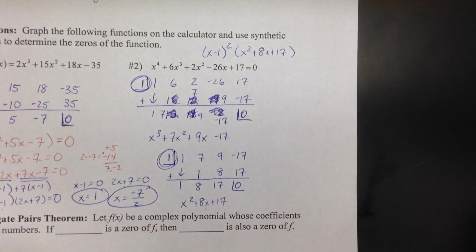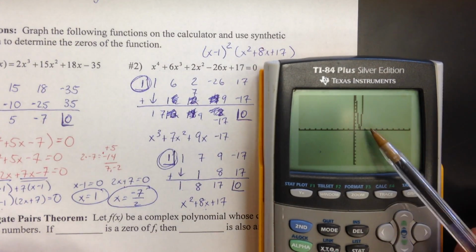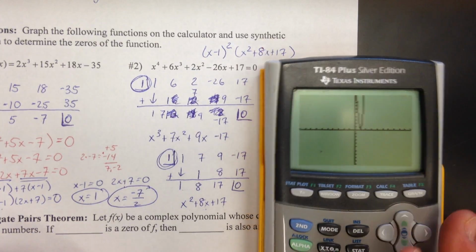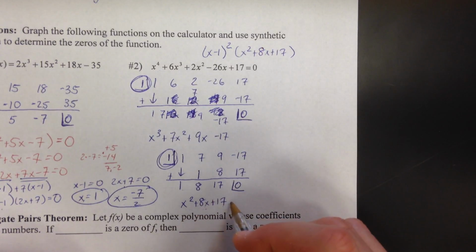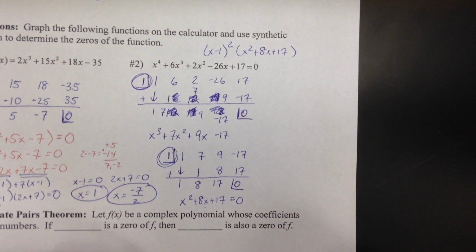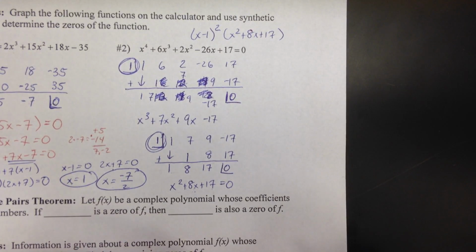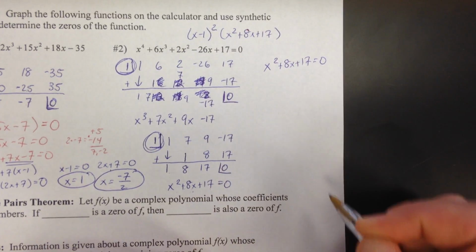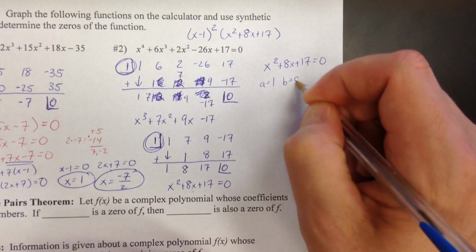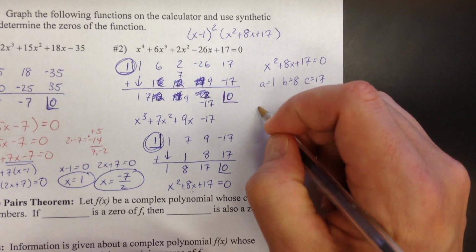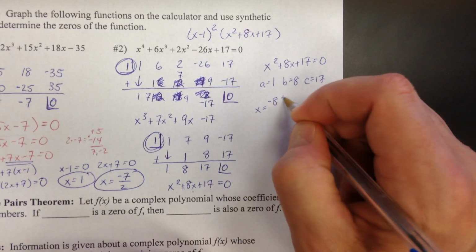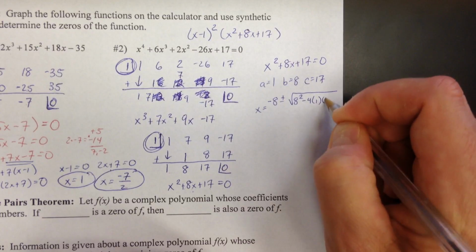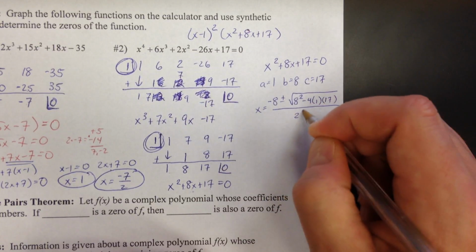Now I want the solutions, but you notice on the calculator, we only see the 1 solution, the double root at 1. What that means is that if I solve this equals 0, I'm probably going to be getting i's as my solution. I'll get imaginary numbers. So to solve this, I'm going to do the quadratic formula, where a is 1, b is 8, c is 17. So x is equal to the opposite of b, plus minus the square root of b squared minus 4 times a times c, all divided by 2a.